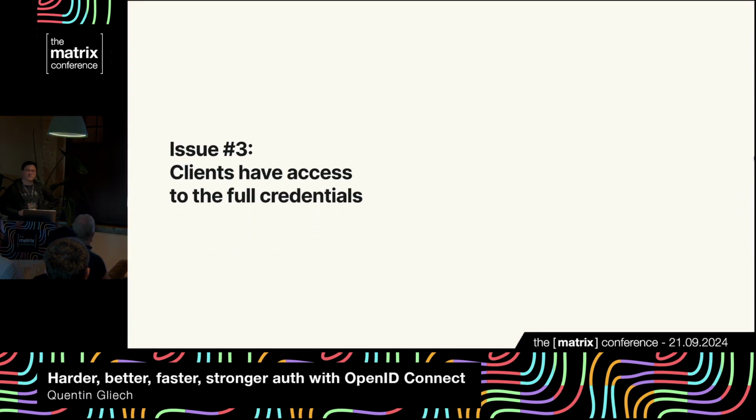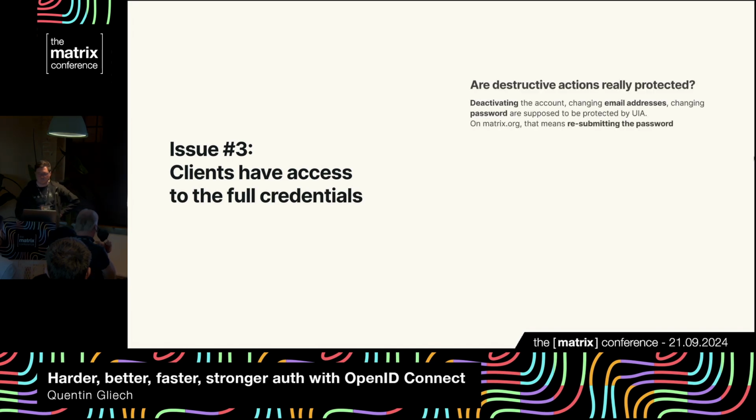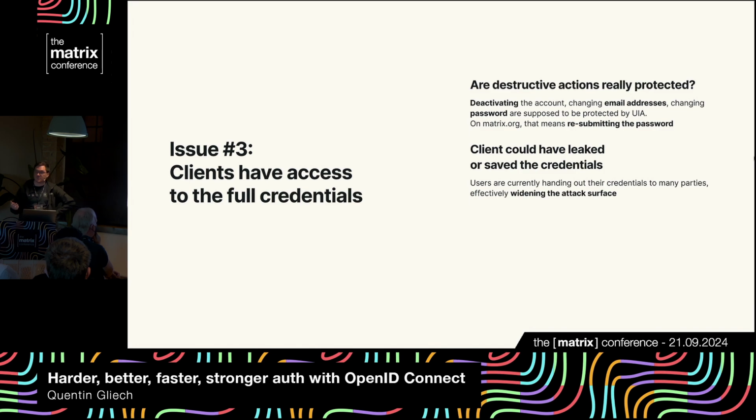And that's the third issue I have with UIA, which is that we are effectively giving full access to the user credentials to every single client we're using. So are the sensitive, destructive actions UIA is supposed to protect really protected? Because on matrix.org, those endpoints are just protected by needing to resubmit your password to achieve them. So the client could have just saved this password, reused it again, and effectively locked me out of my account.